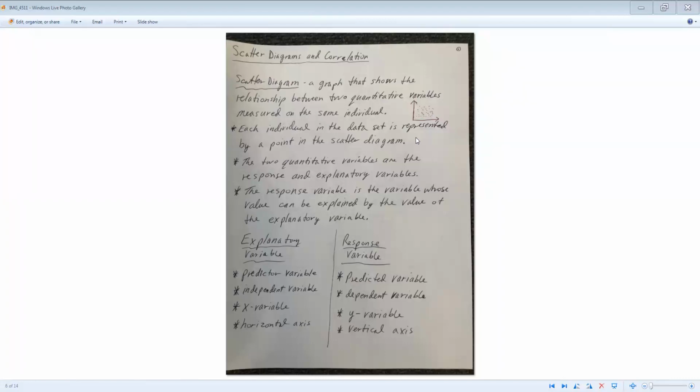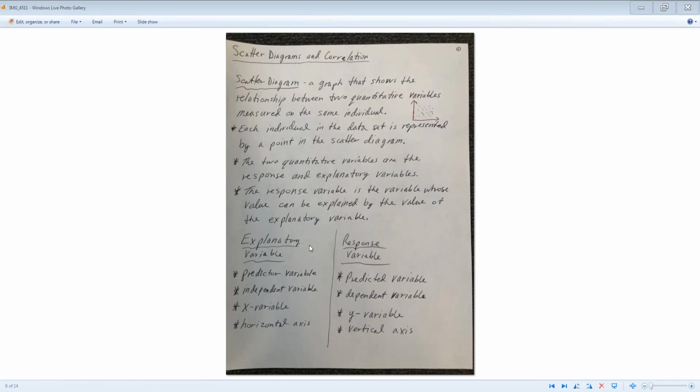Each individual in the data set is represented by a point in the scatter diagram. The two quantitative variables are the response variable and the explanatory variables. The response variable is the variable whose value can be explained by the value of the explanatory variable. So here we have the differences between the two in comparison.